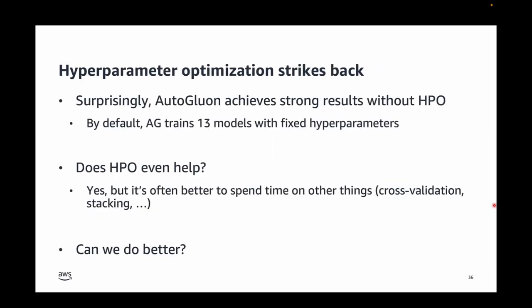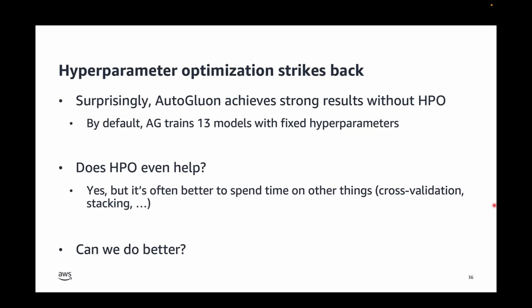And the other thing that we looked into is, again, HPO, a question that many of us have. As I mentioned before, AutoGluon by default doesn't use HPO, but you might ask, does it mean that HPO is useless? The answer is definitely not. HPO can help for sure. And it's quite important for the models to do proper HPO.